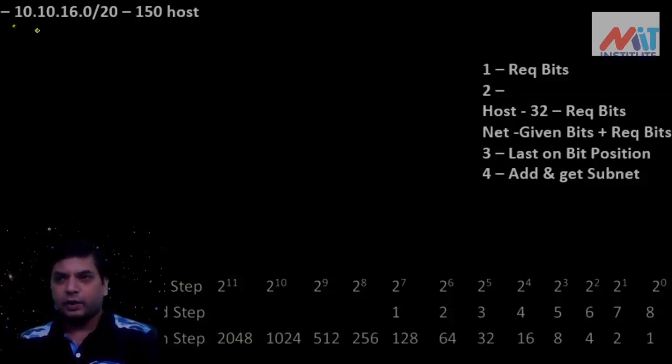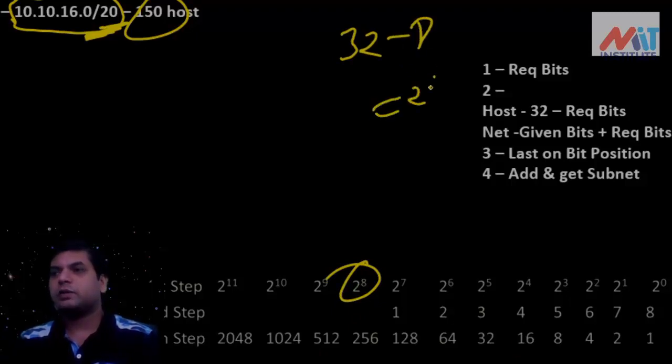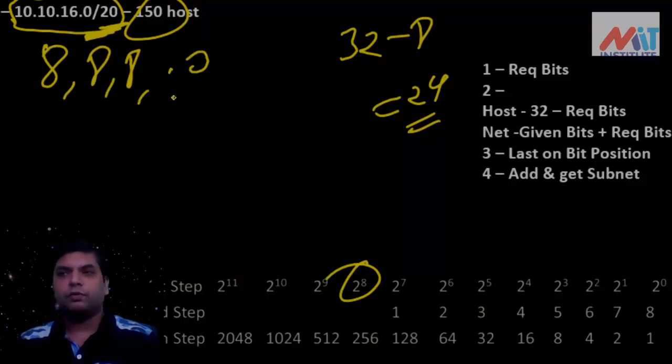Now here I have taken already a subnetted IP. This is not a classful IP, but the process is going to be the same. So for 150 hosts, we need 8 bits. 8 bits means 32 minus 8, which will give us /24. So /24: first octet full, second full, third full, fourth 0. So the last on bit is in the 8th position, we need to add 1, but in the third octet.